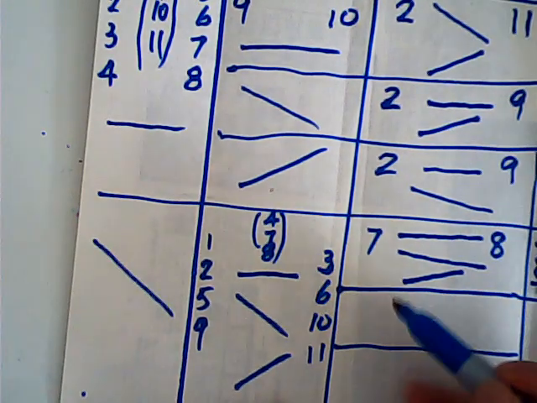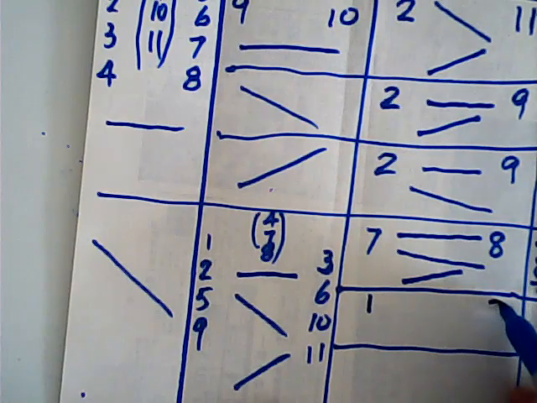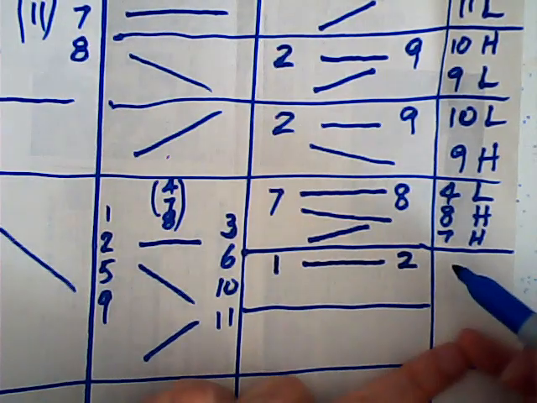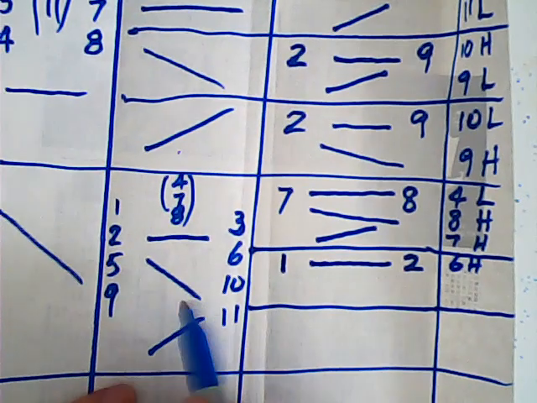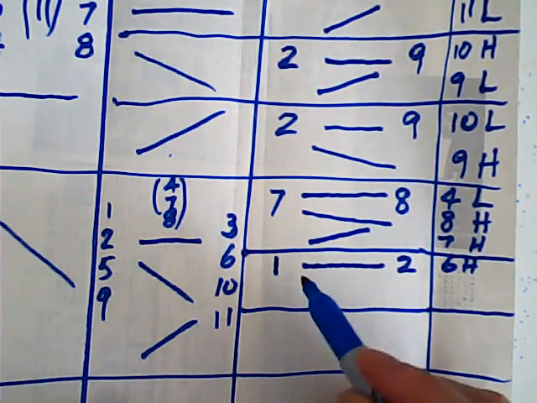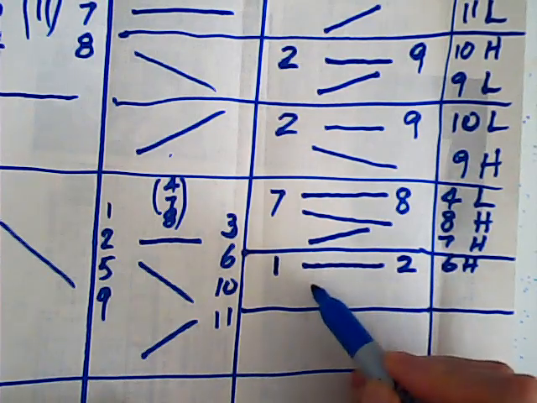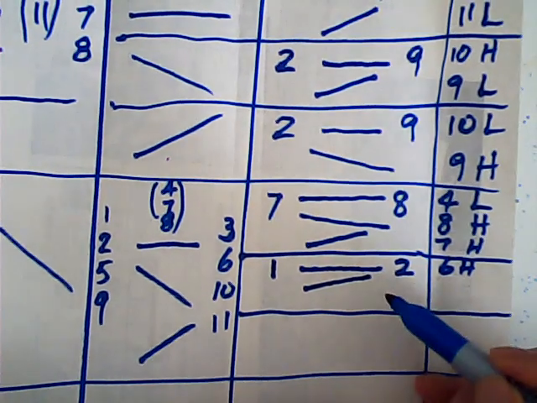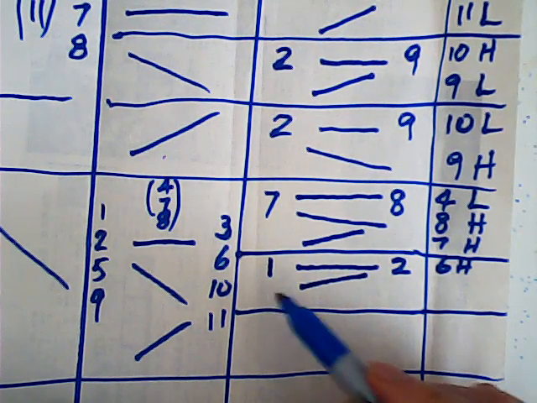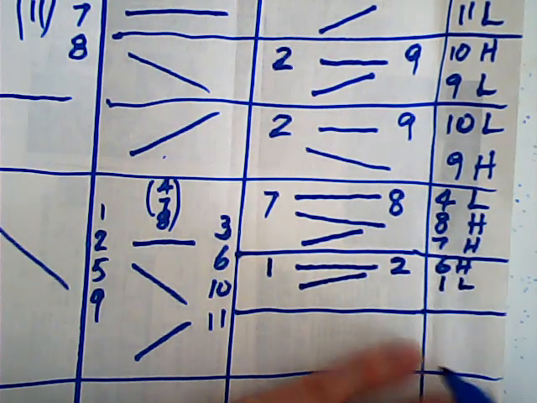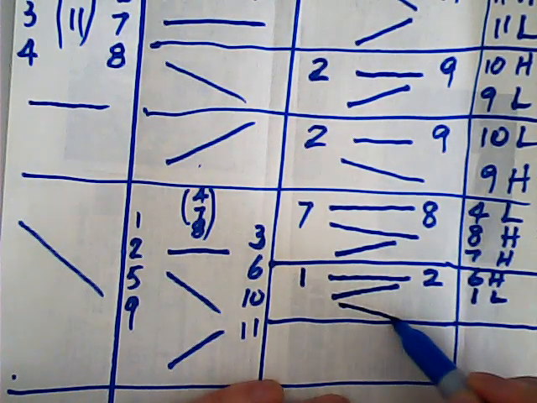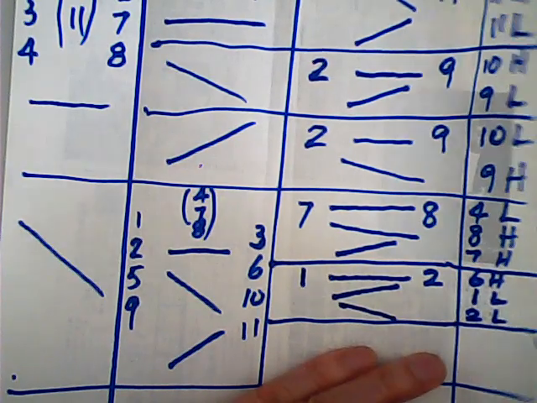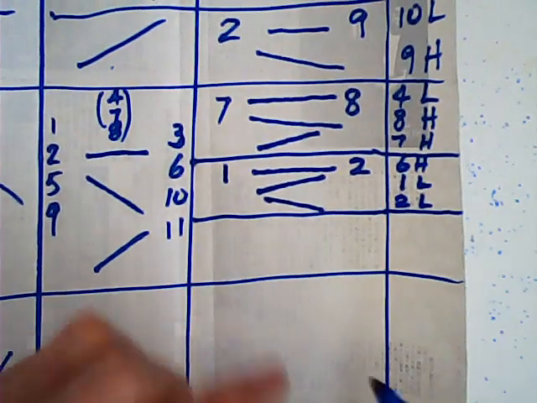Then the third time I weigh the 1 and the 2. If they are balanced, if they are the same, that means 6 is heavier, right? If the third time is this way, that means 1 is lighter, because 2 cannot be heavier. Now, if it shows this way, 2 is lighter. Okay, we get the result.